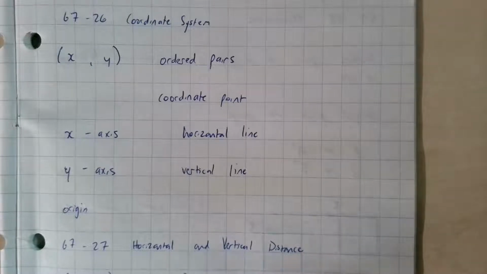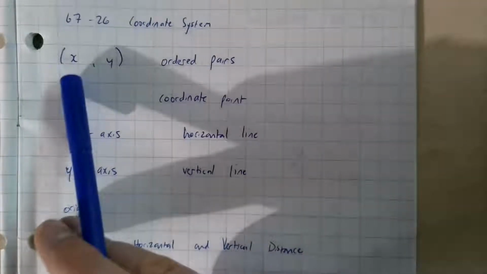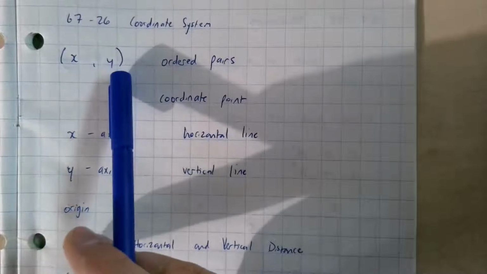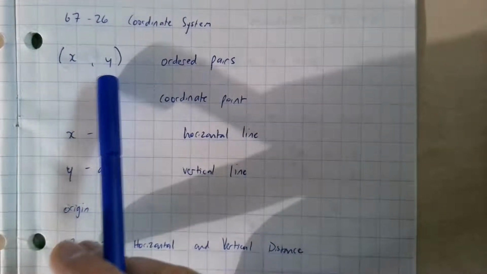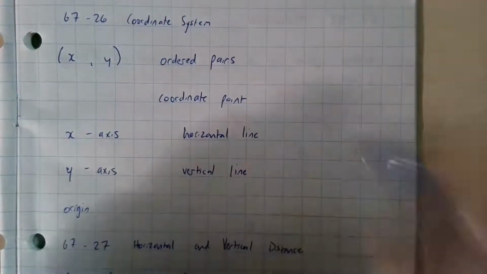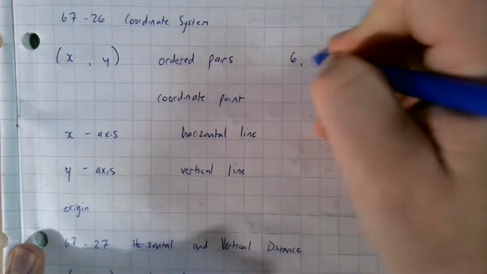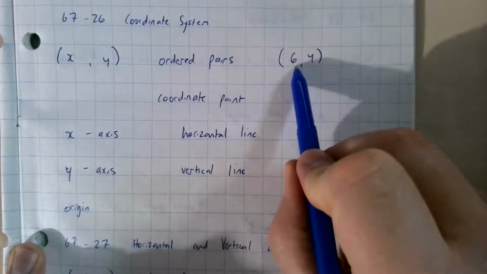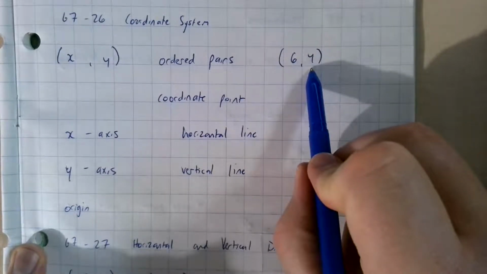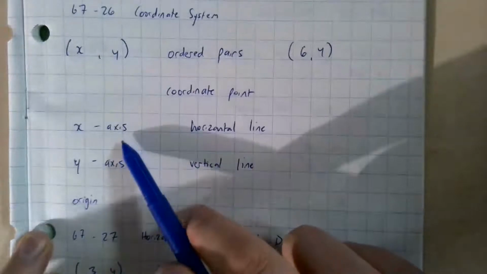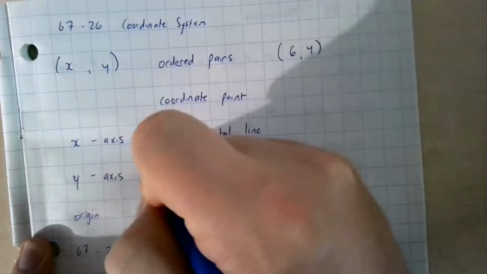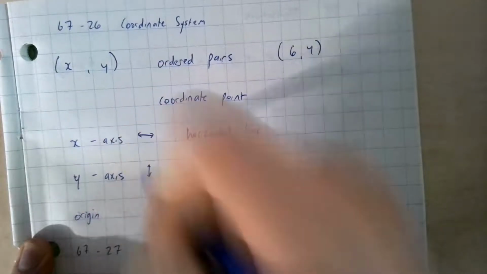When we have these types of questions, what we're trying to understand is how many times to the right or left I have to go to get to my x value, and how many times up or down I have to go to find my y value. So a point like 6, 4 would mean that I am 6 points to the right and 4 points up. The x-axis is always left, right. The y-axis is always up, down.